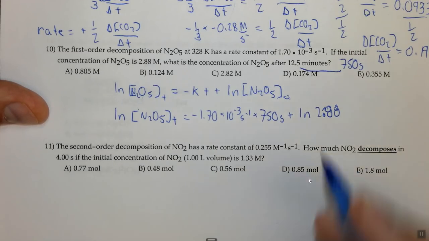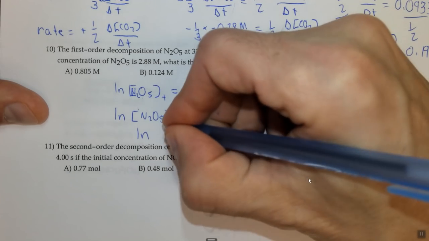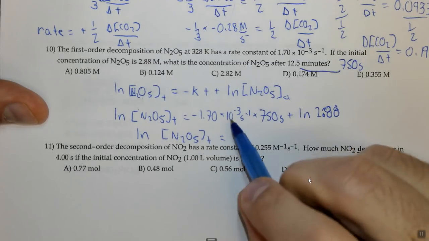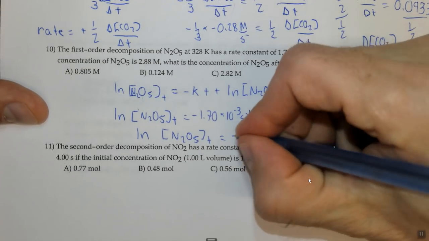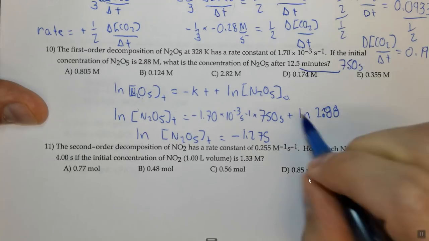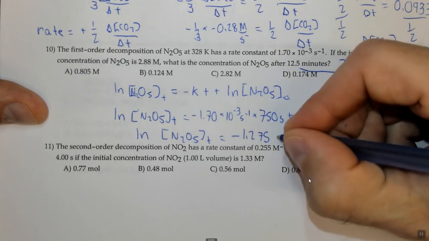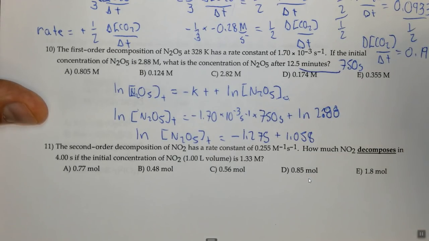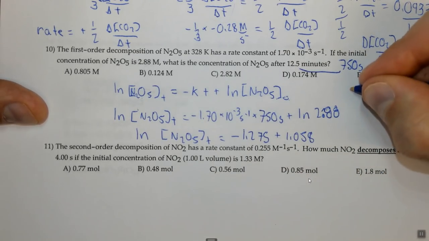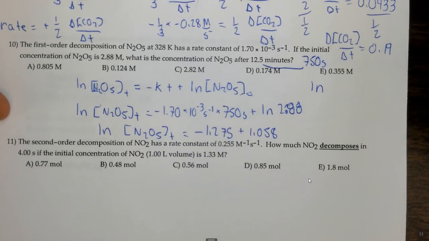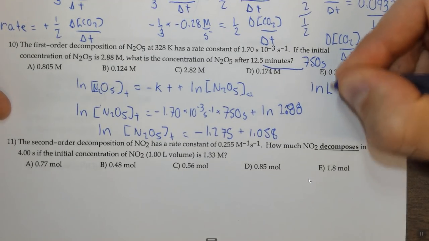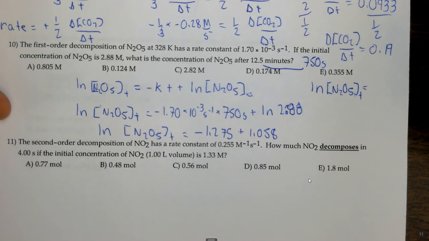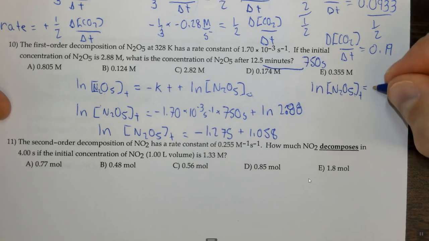Okay, so when you do that, you find that the ln of the concentration of N2O5 at some time is equal to this times this, which is negative 1.275, and the ln of 2.88 is plus 1.058. Now we add those together and we get that the ln of the N2O5 at some time is equal to 0.2172.